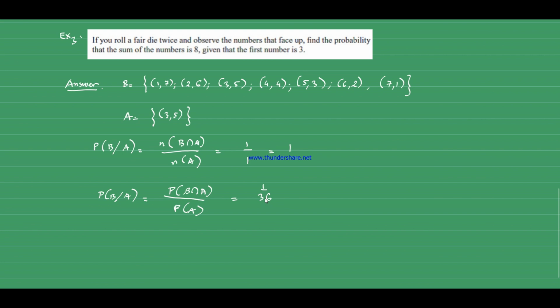36, because there are 6 faces, and 6 times 6 is 36. We use the counting principle over there to get the sample space. Then the probability of A is also 1 over 36. So the answer is just 1. See? It should give you the same thing.